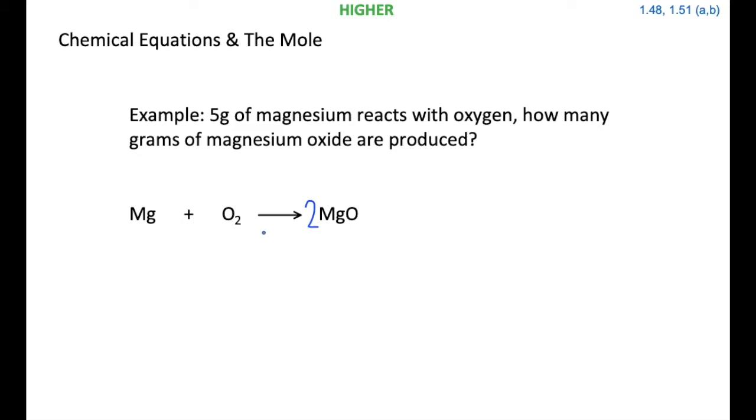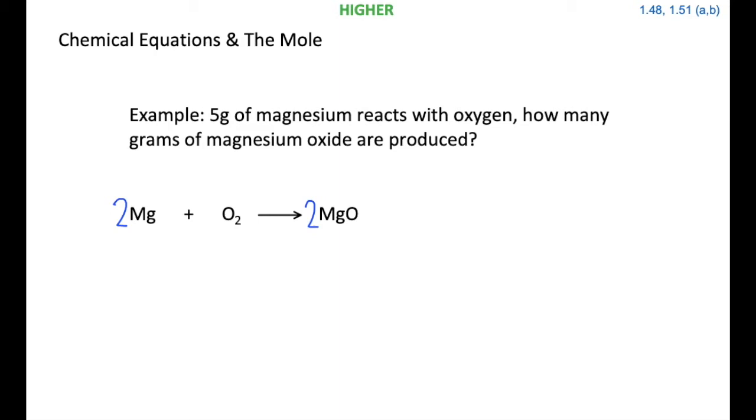But in doing this, we now have 2 magnesium atoms on the right hand side and only 1 magnesium on the left. So we put 2 next to magnesium. Now we've balanced out the numbers of oxygen atoms and the numbers of magnesium atoms, and this equation is fully balanced out.